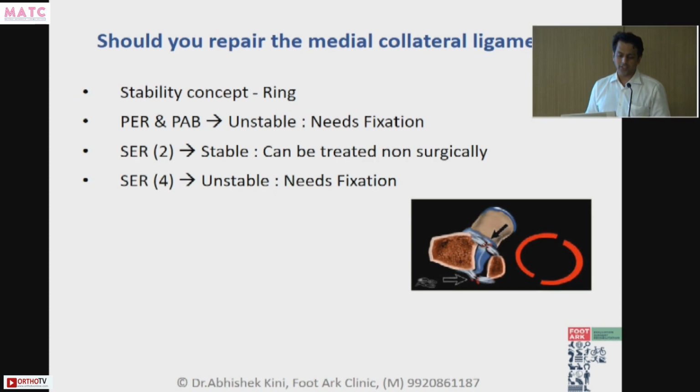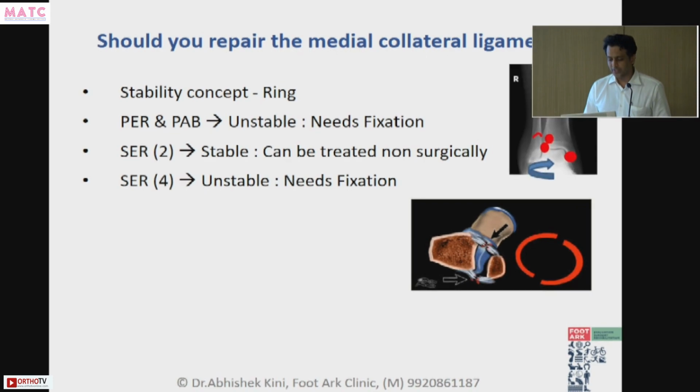Again, pronation external rotation and pronation abduction are unstable. You need fixation. The controversy is supination external rotation 2 or supination external rotation 4. 2 is stable and can be treated non-surgically, especially for the deltoid. And 4, where the deltoid ruptures, you need to fix them.